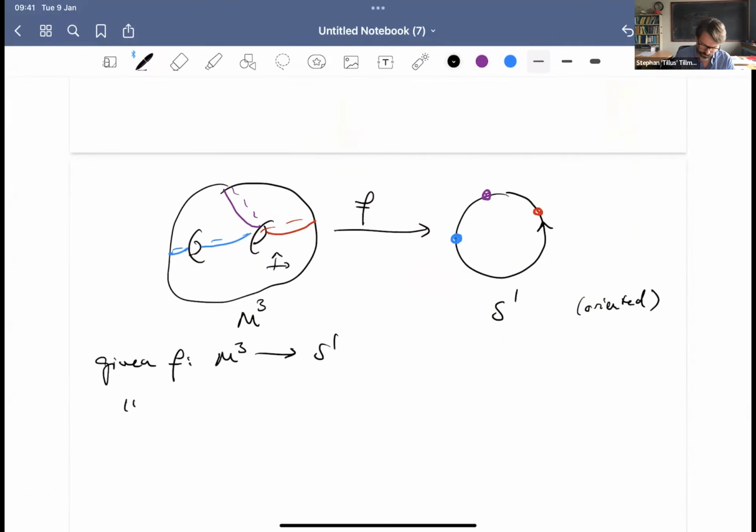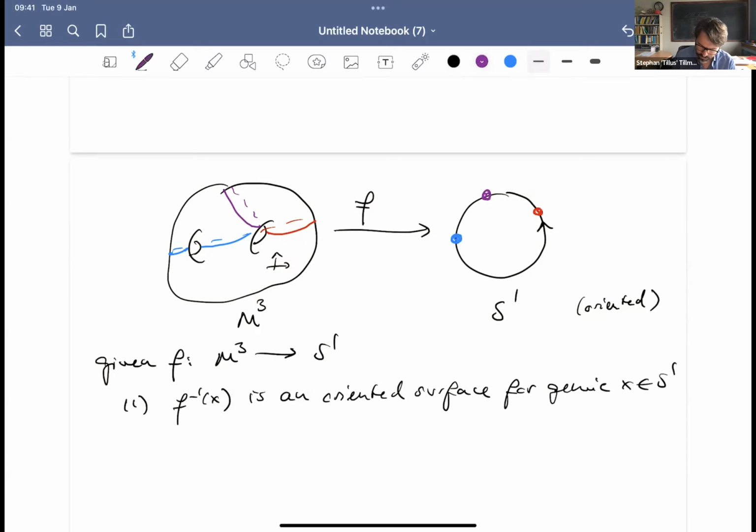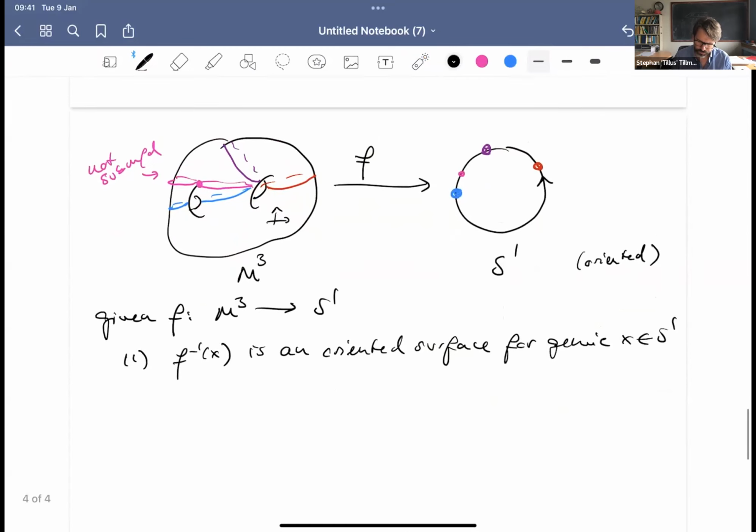The first thing is that the pre-image of a point is an oriented surface for a generic point. There are of course points where this is not the case. In this case, if I think about this one here, I get a graph, so this is not a submanifold. But generally I see submanifolds here. And the orientation comes from using the orientation of the manifold and the orientation of the circle, which gives me a natural transverse orientation on these circles. So this is where this comes from.